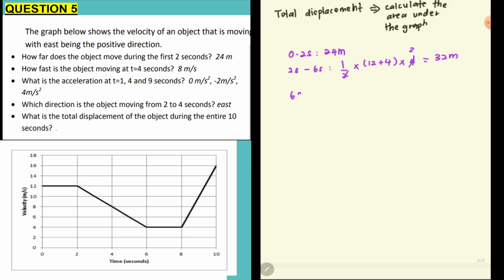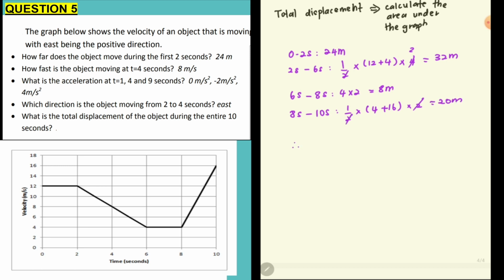So from 6 second to 8 second, here we have a square shape. So 4 times 2, so 8 meter. And the last one is 8 second to 10 seconds. It's a trapezium, still trapezium area under the graph. So the height is 10 minus 8, and this one is 4 plus 16. Half times 4 plus 16 times 2. So it's equal to 20 meter.